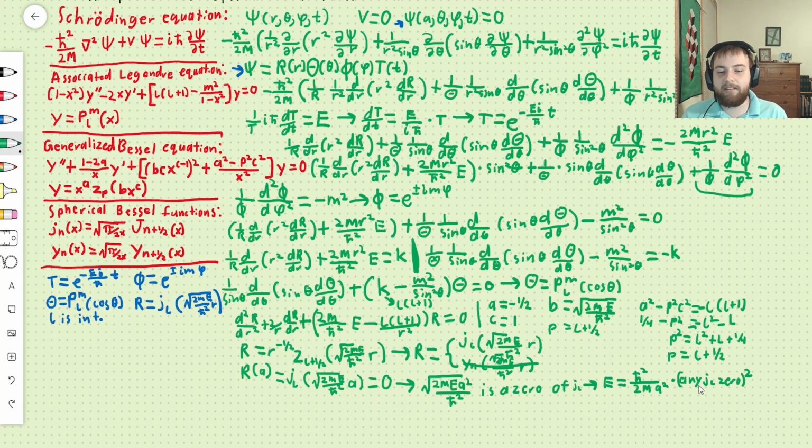So now that we have this, we've used all of our information. All we need to do is write it all up together. So I suppose I'll write this in blue. Our wave function is equal to, and keep in mind, it's not equal to this. It's equal to an infinite sum, an infinite series of these. But this is what the eigenvectors are for this equation: JL of the square root of 2mE over h bar squared, times r.